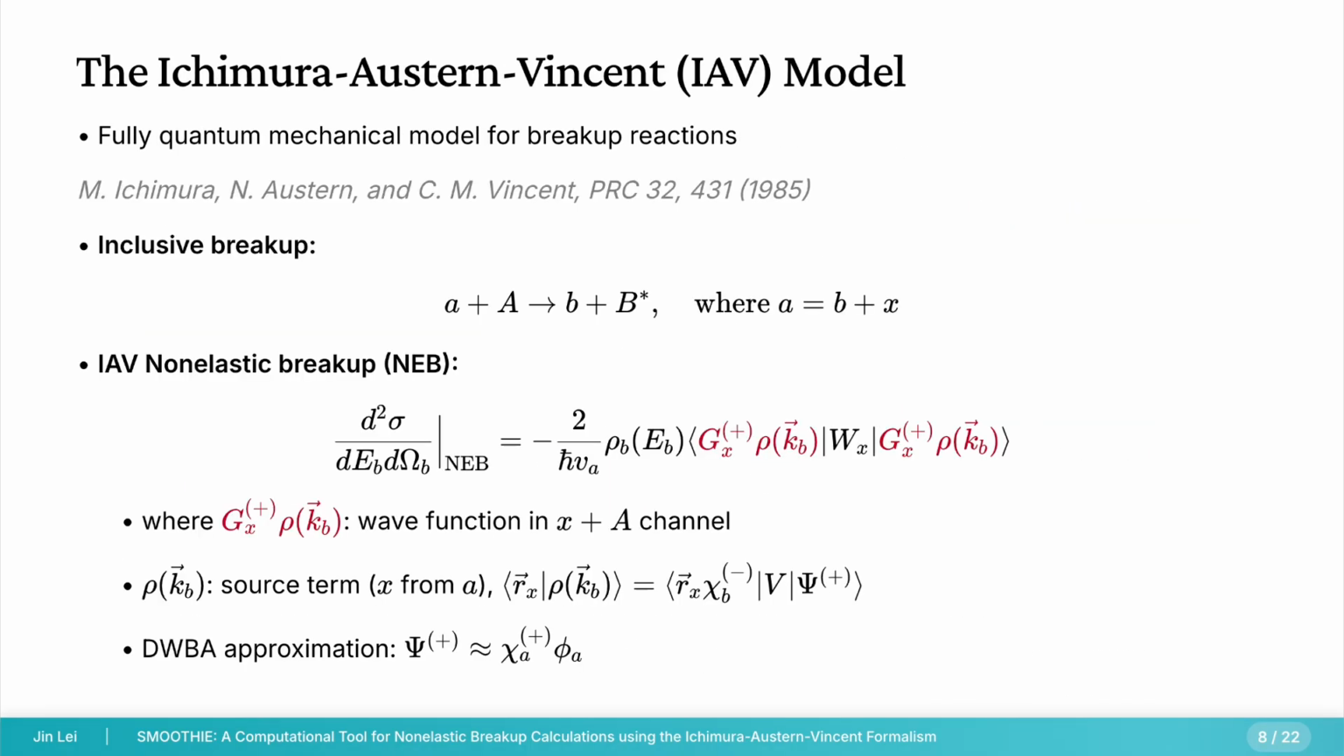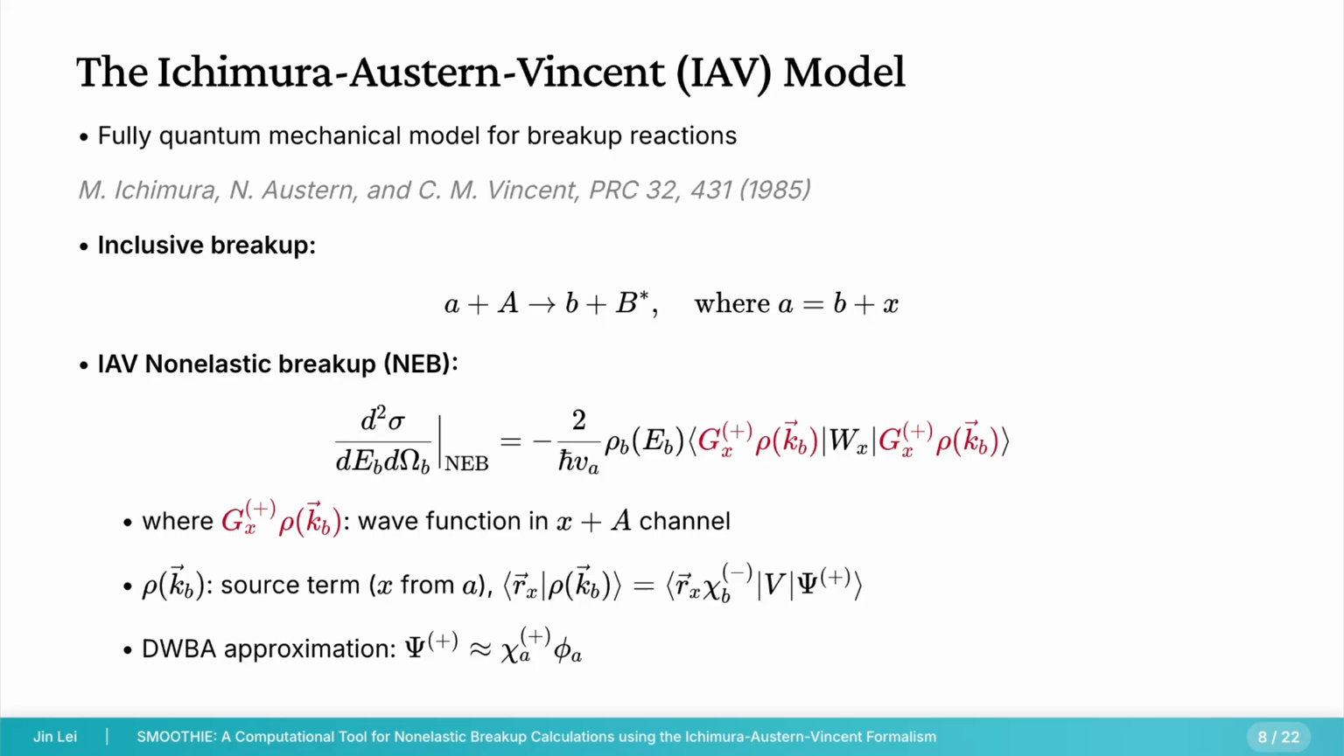Now we arrive at the theoretical engine, the Ichimura-Austern-Vincent model. This is a fully quantum mechanical description of breakup. On the slide, you can see, first, the inclusive breakup definition, a plus A goes to b plus B star, with B star equals B plus X. Next, the non-elastic breakup cross-section. It is proportional to rho sub B, multiplied by a matrix element of the imaginary optical potential W sub X, taken between the wave function G sub X plus times rho of k sub B on the left and right.